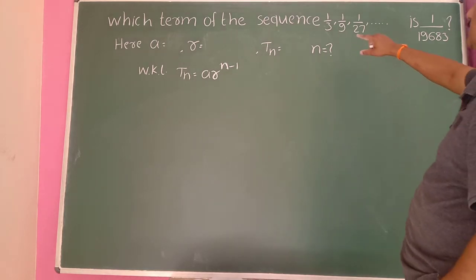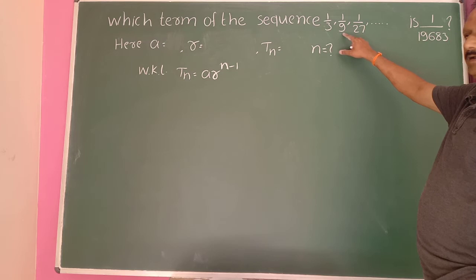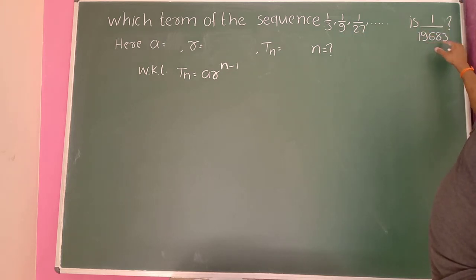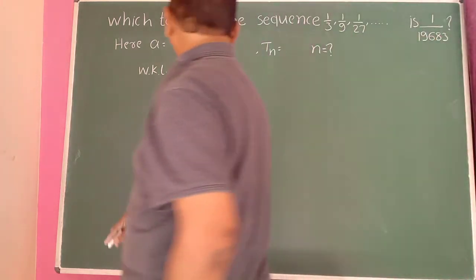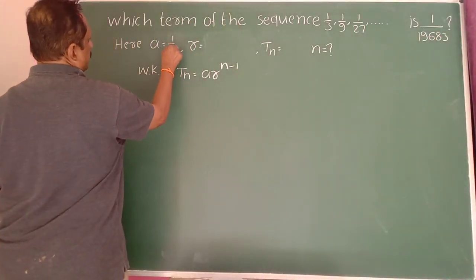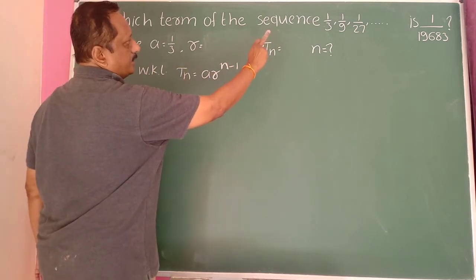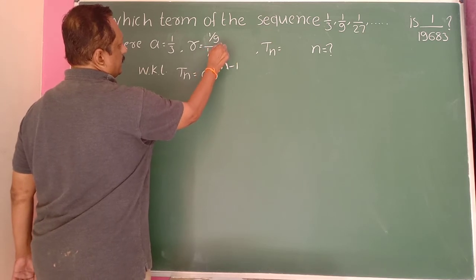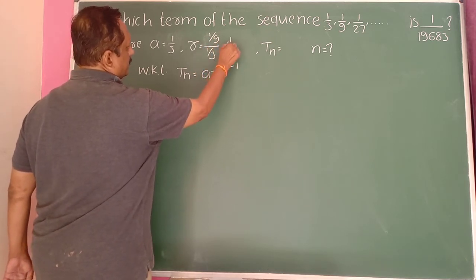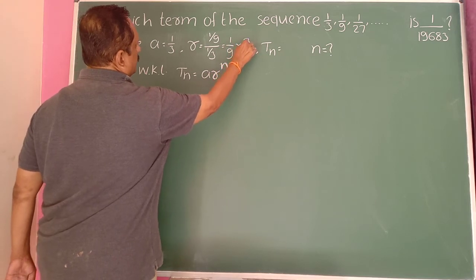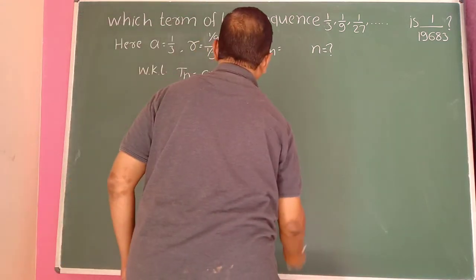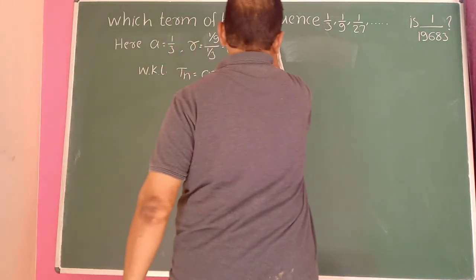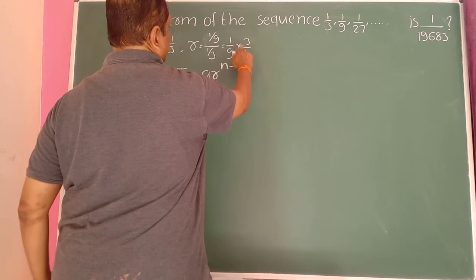Now, which term of the sequence 1 by 3, 1 by 9, 1 by 27, ... is 1 upon 19,683? Same procedure. The a value is 1 by 3. The r value is the second term divided by the first term: 1 by 9 divided by 1 by 3. This 1 by 3 goes to the numerator: 1 by 9 into 3 divided by 1. Here 3 ones are 3, 3 nines are 9, cancels.